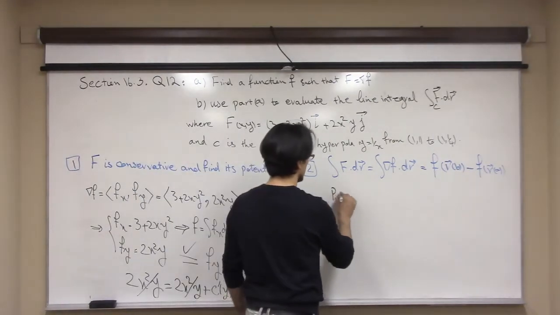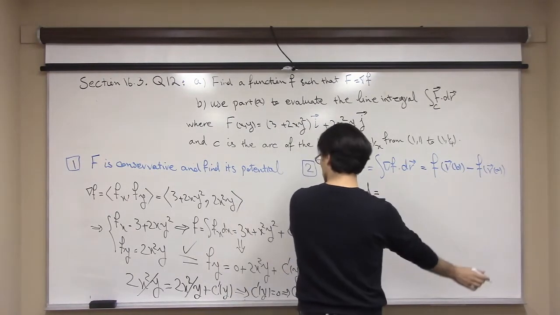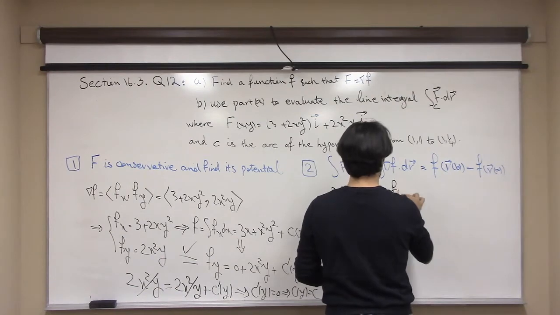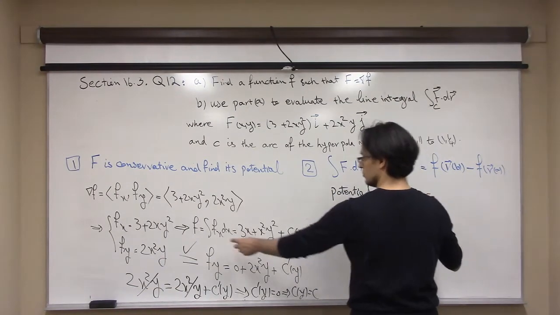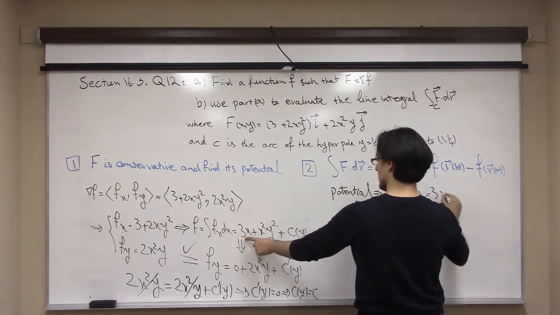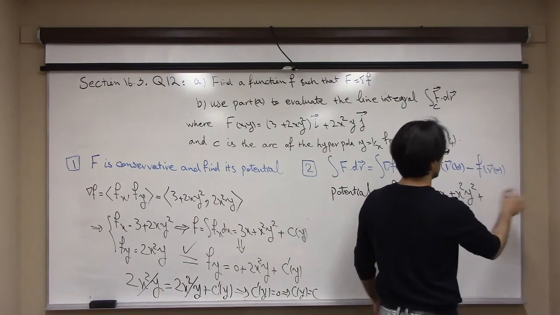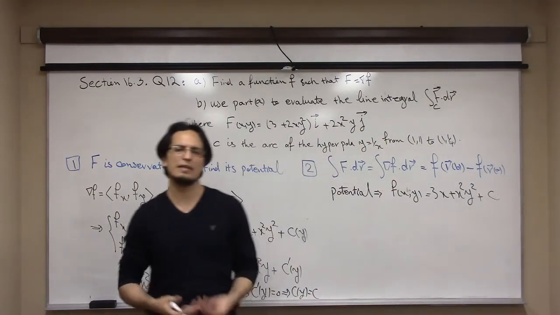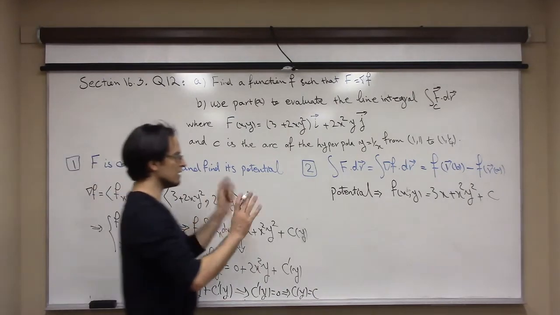So my potential is f(x, y) = 3x + x²y² plus any constant. I can put that constant c, but at this moment it doesn't matter. Okay, so that's part A. Now I'm done with part A.